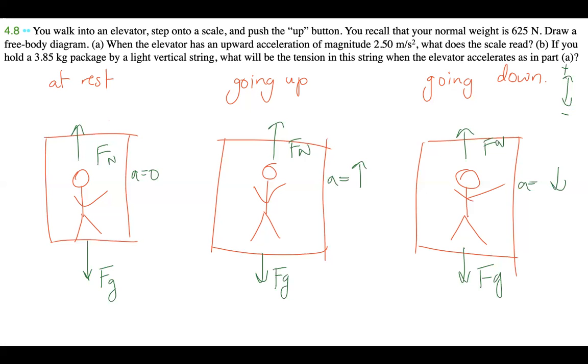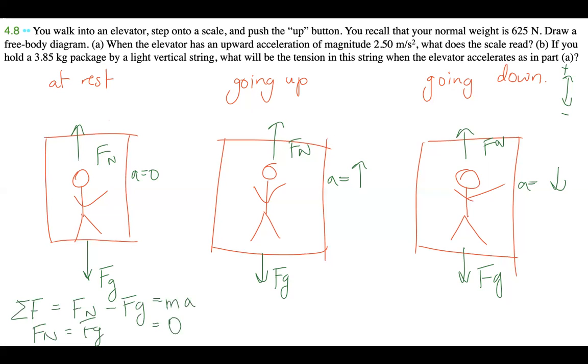Perfect. Now let's use our forces equations to come up with an equation for these three scenarios. We know that the sum of the forces is going to be Fn minus Fg, because Fn is upward and Fg is in the negative direction. And that's going to be equal to ma, and for the rest case a is 0, so the sum is 0. So in this situation, Fn is equal to Fg. So the normal force is equal to the gravitational force.